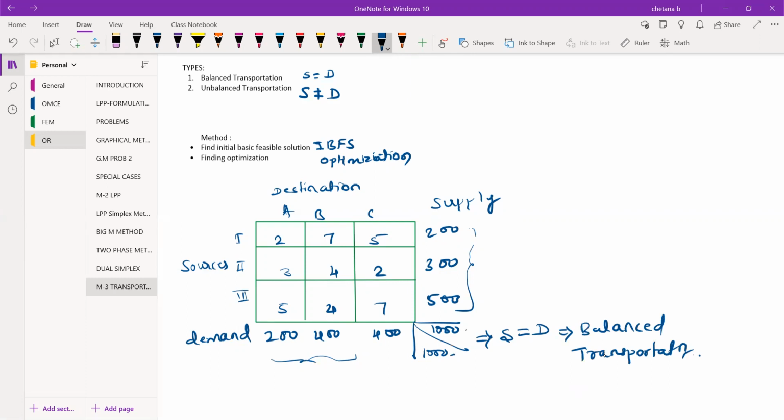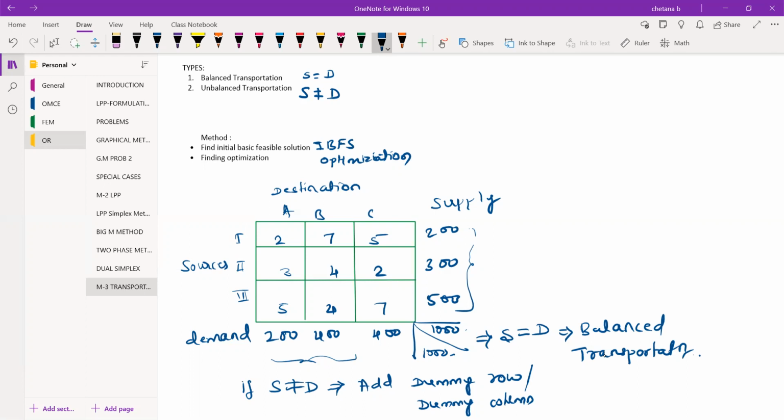Now, what if these two values are not the same? If S is not equal to D, then according to your problem, you need to add a dummy row or dummy column with cost as 0. So say for example, if here demand is 800 and the supply is 1000, then you need to add a column to balance the transportation.